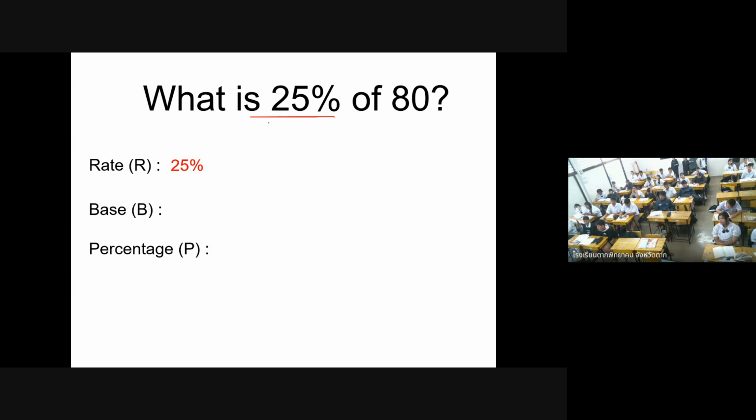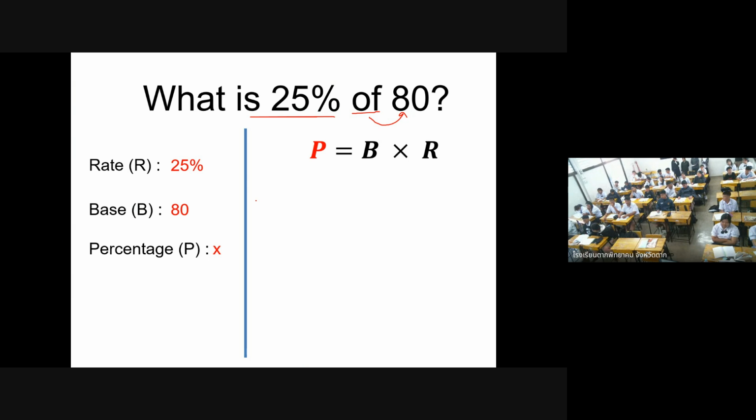What is the base? The base is after the word "of", 80. Meaning we don't have the percentage. Since we're looking for the percentage, what is the formula? P is equal to base times the rate.